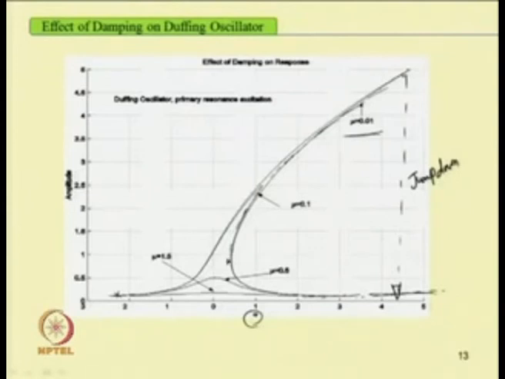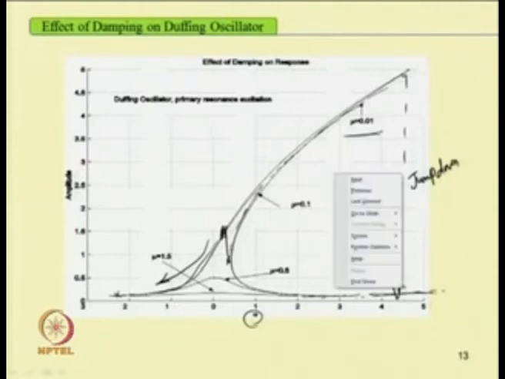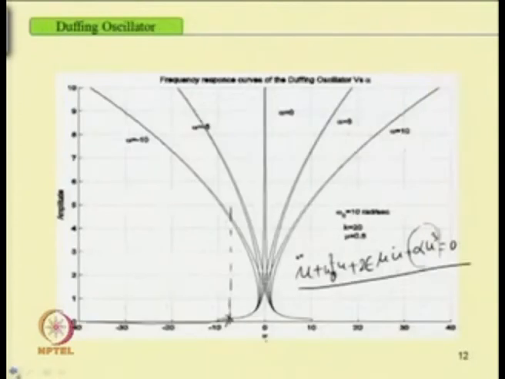At this position, with further change in frequency, it will jump up to this position, and with further increase in frequency it will follow this path. So, if we sweep up the frequency, then the response goes on increasing and finally it jumps down to this response.